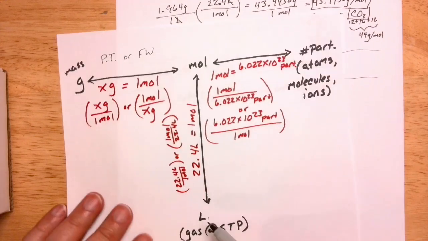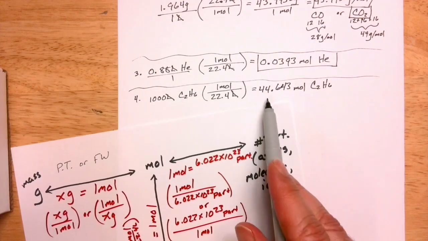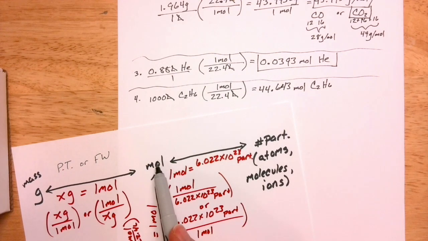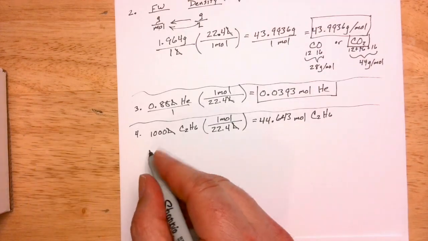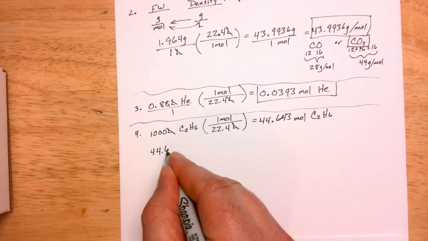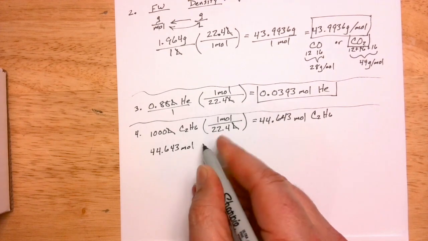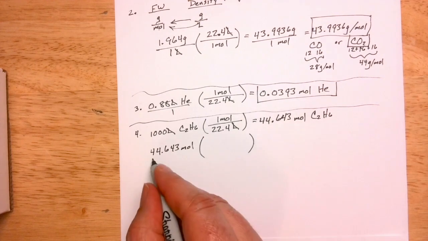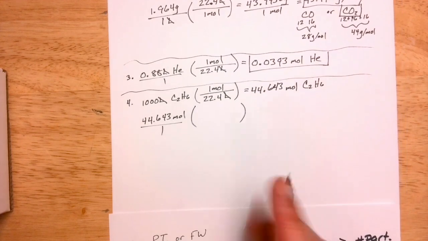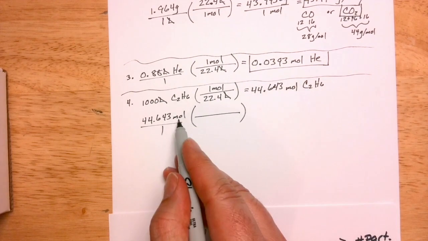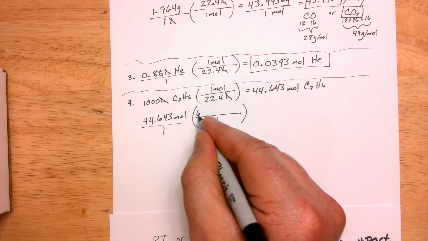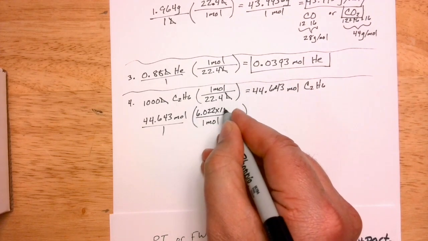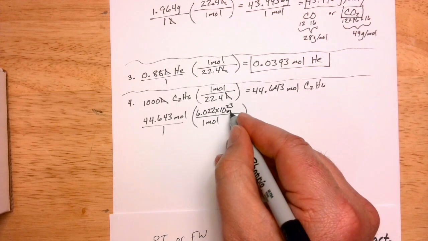So we go from liters to moles. We have 44.643, so we're right here. Moles to number of molecules, we now need to use this conversion. So I'm going to rewrite this over here: 44.643 moles. Again, technically this whole thing is over 1. So moles is on top. I need a mole on the bottom. 1 mole on the bottom, and on top, 6.022 times 10 to the 23rd molecules.